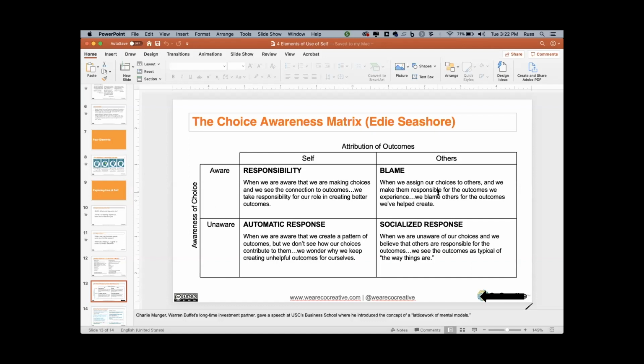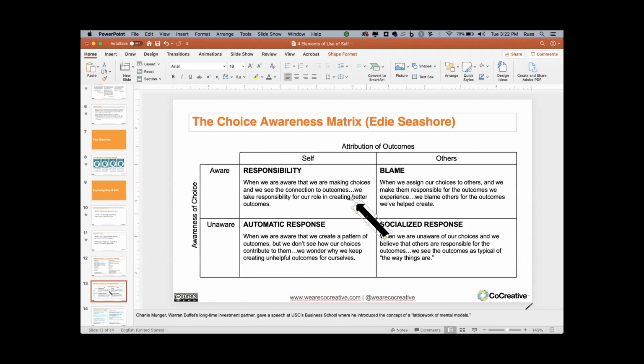This is not a kind of social justice framework. It is a use of self framework. And Edie talks about this intersection of awareness of choice and attribution of outcomes. And the idea here being that over time, as responsible interveners in the system, we really want to move toward a greater sense of responsibility, which is I'm attributing outcomes to choices that I'm making in the moment, and I'm aware that I'm making choices. This is one lens. It's obviously not the best lens when you're talking about things like systemic racism and inequity and things like that.